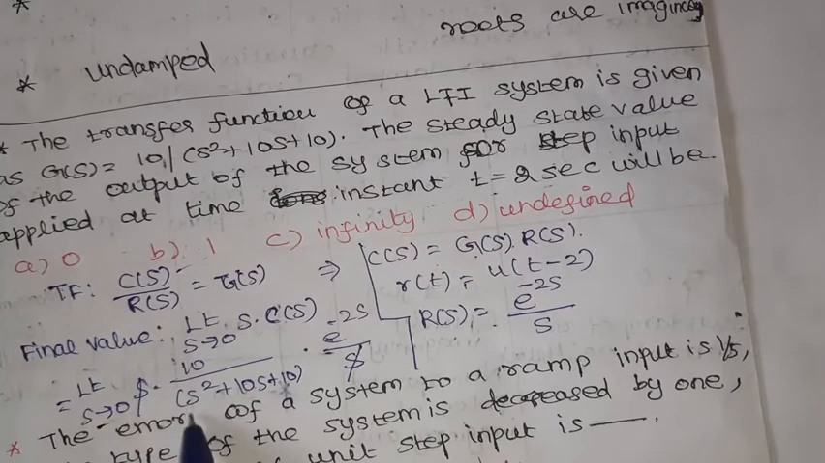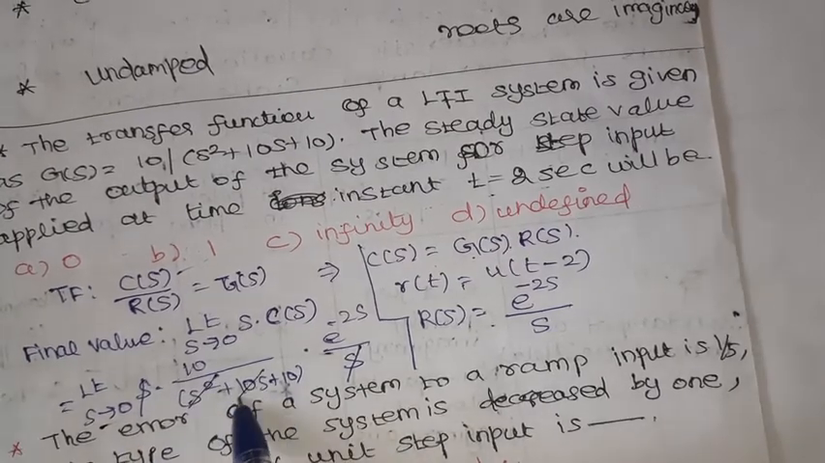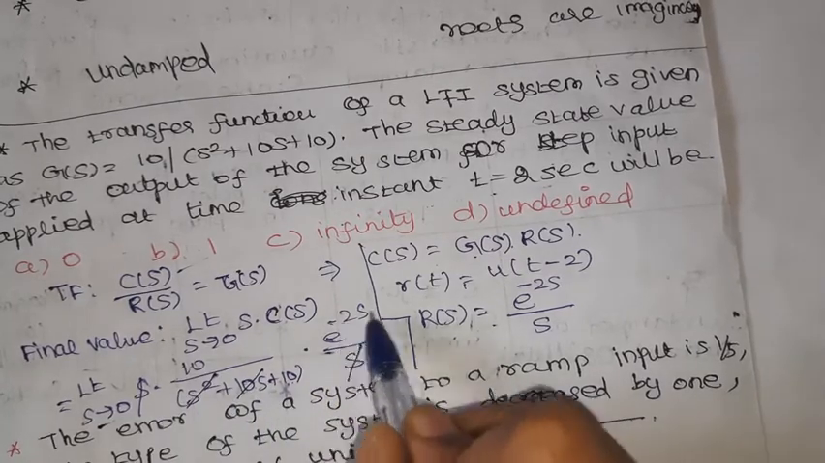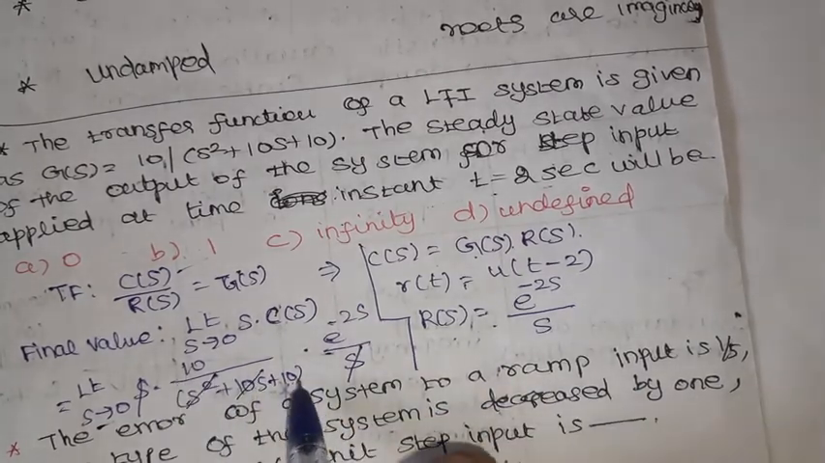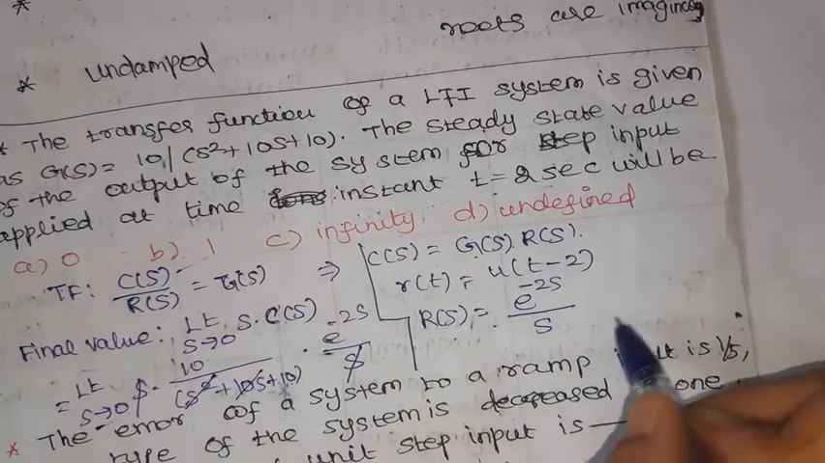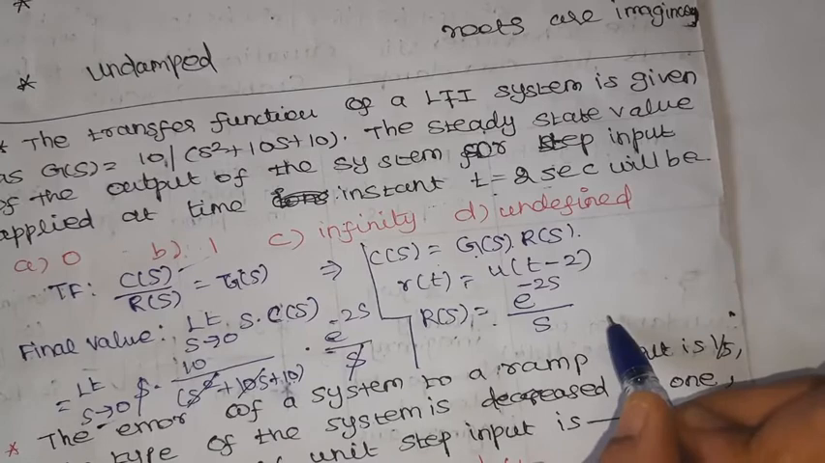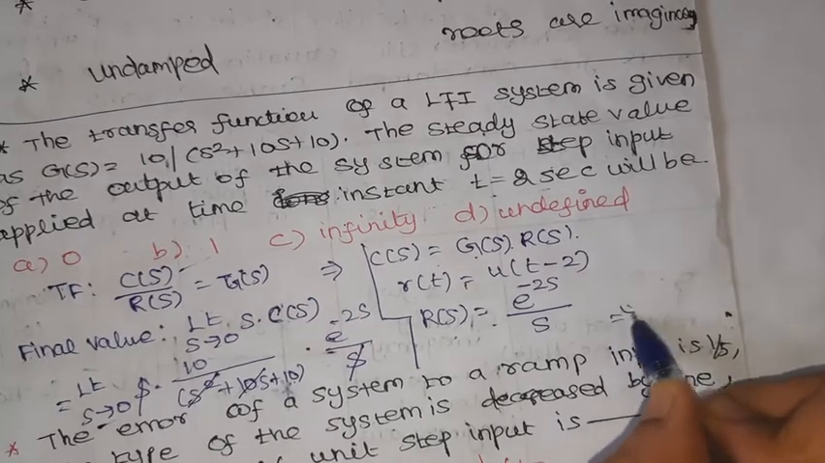Substitute s equal to 0. This term will get cancelled, this term will get cancelled. 10 by 10 into e power 0, nothing but 1. 10 by 10, what we will get? 1 only. So, the steady state or final value of C of s is nothing but 1.